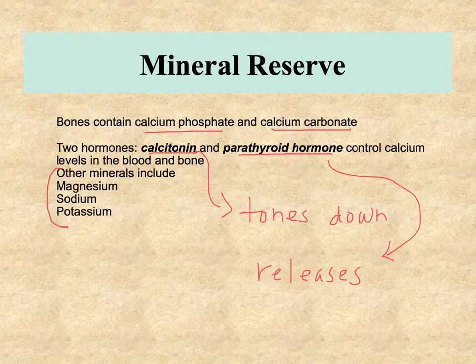Also, if you happen to get exposed to any minerals that perhaps are not particularly beneficial, they can end up in your bones as well. Things like radium or mercury, some of the heavy metals that we're concerned about as pollution in the environment, will end up in your bones.